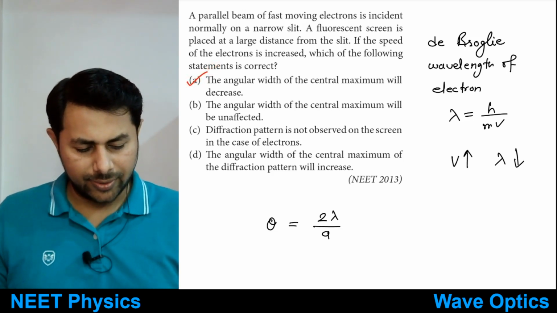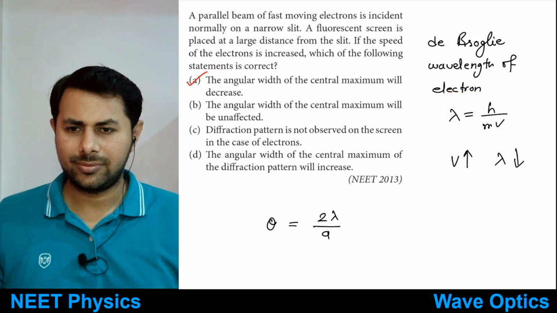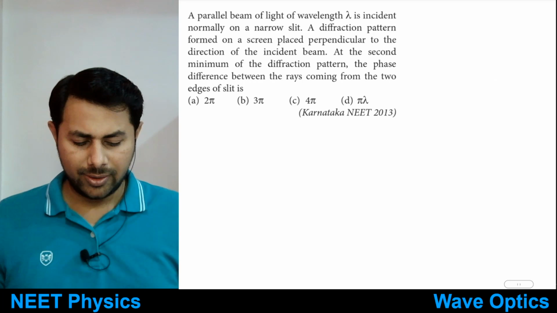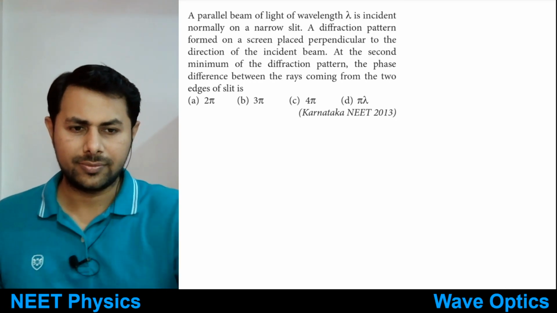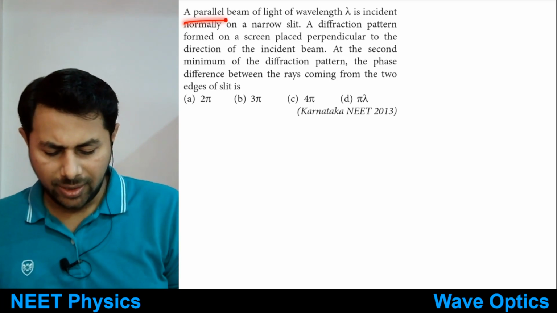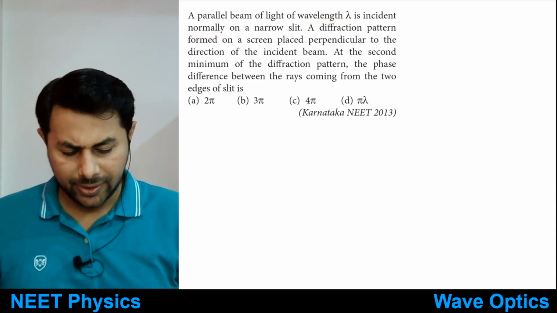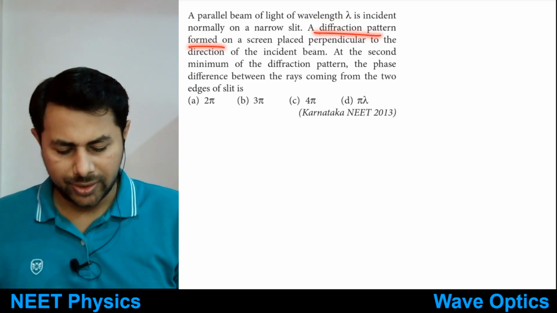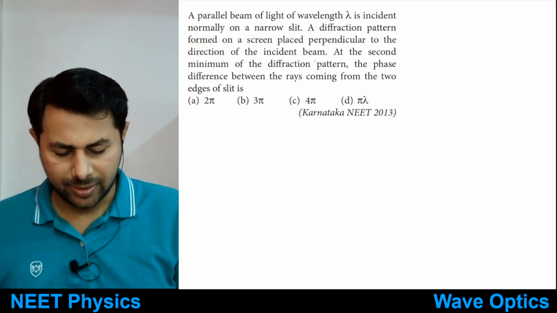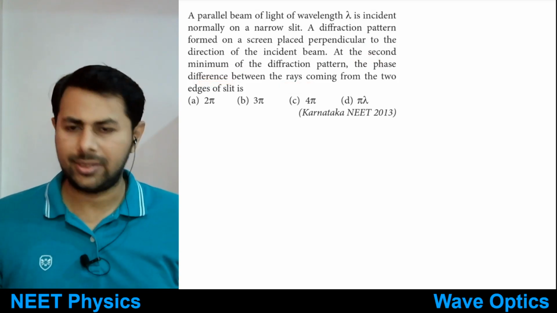All right, so this is understood? Okay, good. Let's see the next one. A parallel beam of light of wavelength lambda is incident normally on a narrow slit. A diffraction pattern is formed on a screen placed perpendicular to the direction of the incident beam. At the second minimum of the diffraction pattern, the phase difference between the rays coming from the two edges of the slit is. Tell me.